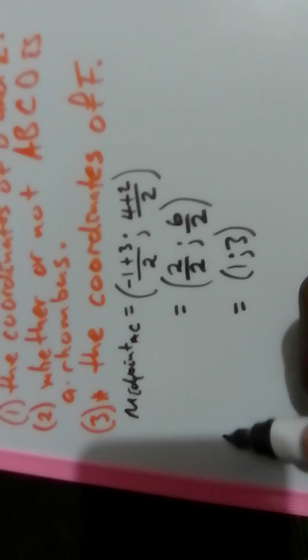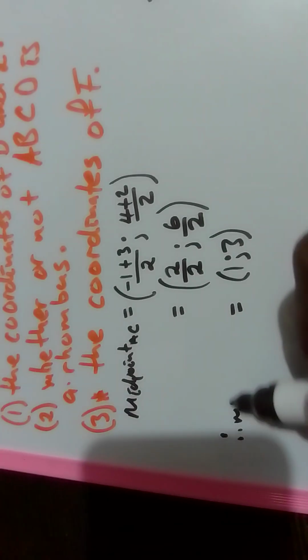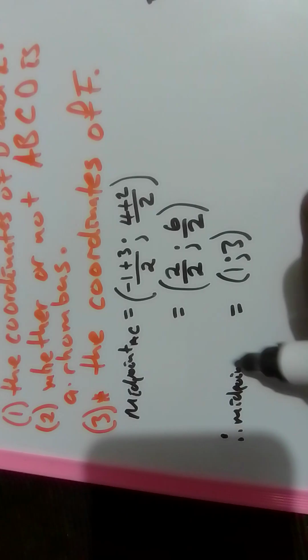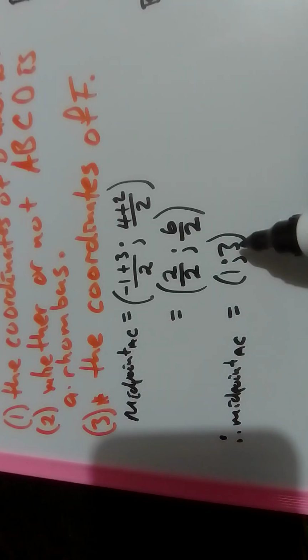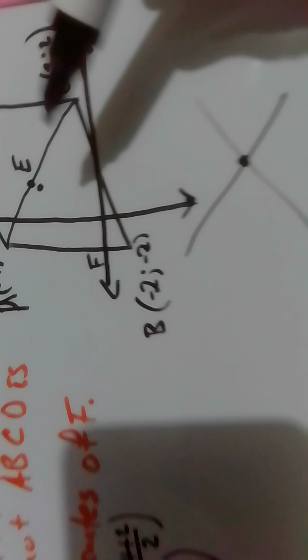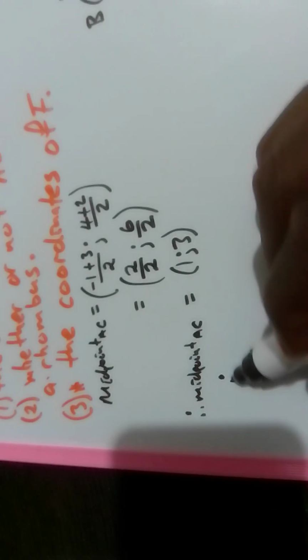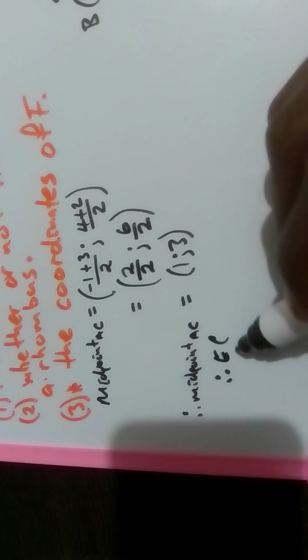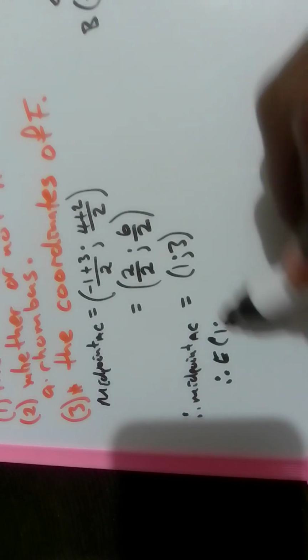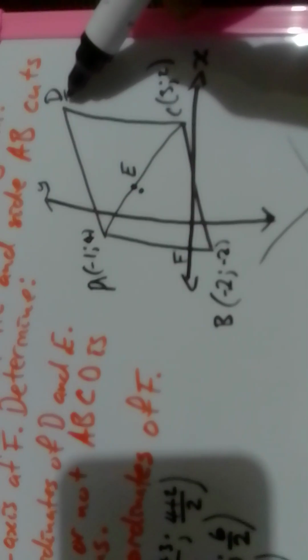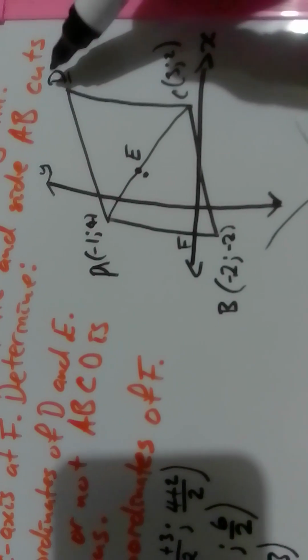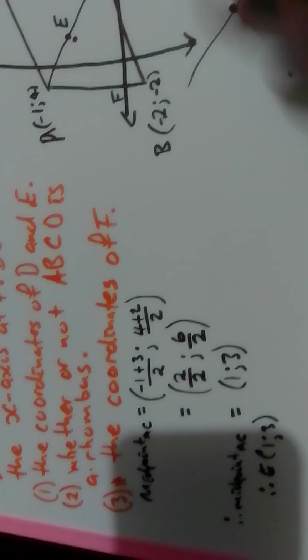So I conclude that therefore the midpoint of line AC is equal to (1; 3). But this midpoint, we were asked for it as E. So then I conclude that therefore E, the coordinates are 1 and 3. X is 1, Y is 3. Now I have found the coordinates for E. Now I must find the coordinates of D. What do I do? I use the midpoint formula.